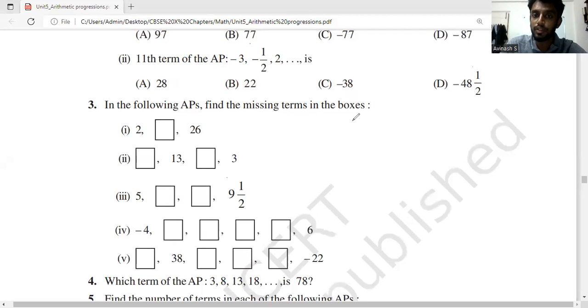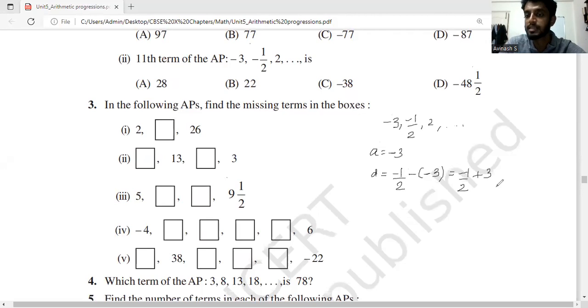When it comes to the second subdivision, they have given an AP which is minus 3, minus 1 by 2, 2 and so on. Now from this, it's very obvious that the value of A is minus 3. The first term is minus 3. The common difference will be second term minus first term. First term is also negative, so this will become minus half plus 3. Minus into minus. Now you take LCM here, into 2 into 2. Now this will become minus 1 plus 6 whole divided by 2. So you get 5 by 2. So 5 by 2 is the common difference for this particular AP.